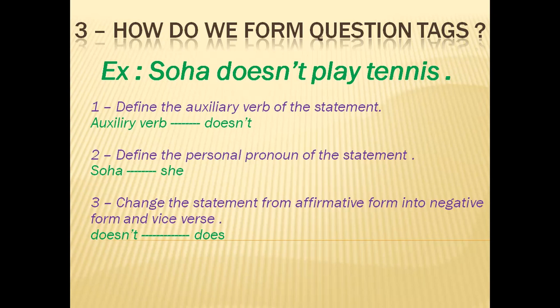الخطوة دي مهمة جدا. الستيب دي مهمة جدا، اللي هي اني انا بحول شكل الجملة اذا كانت اصلا الستيتمنت عندي هي affirmative مثبتة، بحولها الى negative. ولو هي negative بحولها إلى affirmative، ودي خطوة مهمة جدا. So I change doesn't into does. So the new shape of the question tag will be like this. Soha doesn't play tennis.